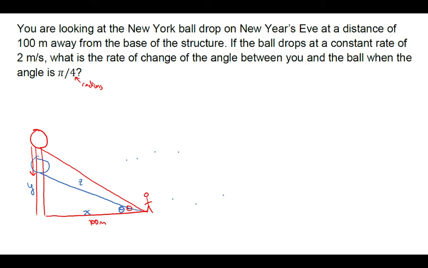And let's notice a few things. First of all, we know x. x is 100. We also know that x doesn't change, because even as that ball falls, you're still going to be 100 meters horizontally from that ball. So dx/dt is 0. y, we don't know. We do know dy/dt though, because of the rate that it's dropping. It says 2 meters per second, but since it's getting smaller, we're going to say negative 2 meters per second because it's falling. That means y is shrinking.